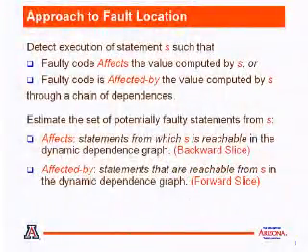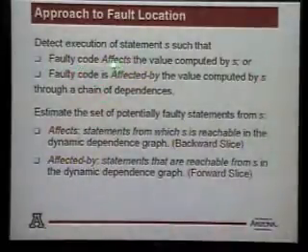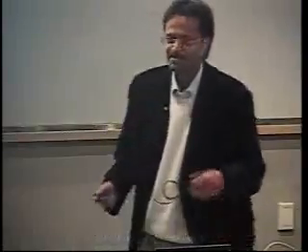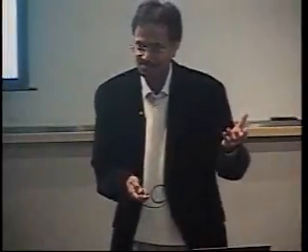What is the overall approach? Basically, what we like to do is find some statement S in this execution which is such that either the faulty code affected the value computed by S, or the faulty code is affected by the value computed by S. In other words, S is related to the faulty code through a chain of dependencies, either in the forward direction or in the backward direction.